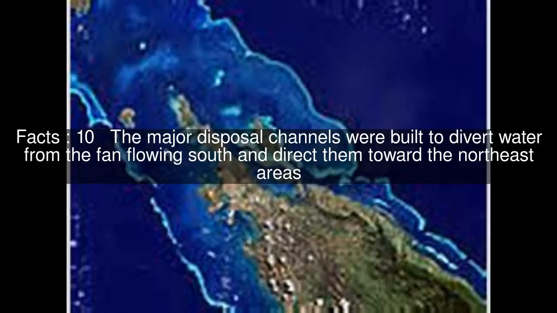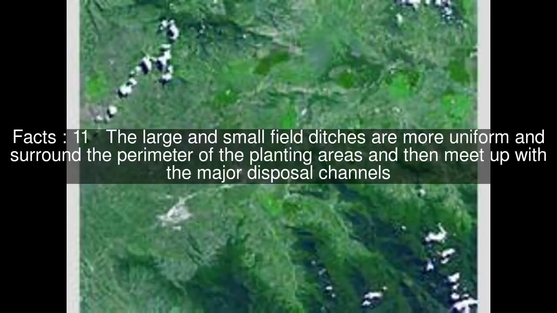The major disposal channels were built to divert water from the fan flowing south and direct them toward the northeast areas. The large and small field ditches are more uniform and surround the perimeter of the planting areas and then meet up with the major disposal channels. During this time, the people of Kuk Swamp transformed their landscape into an anthropogenic grassland suitable for agriculture.